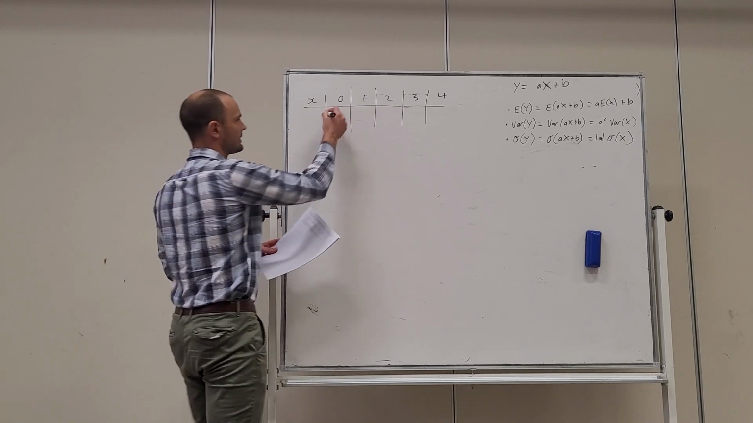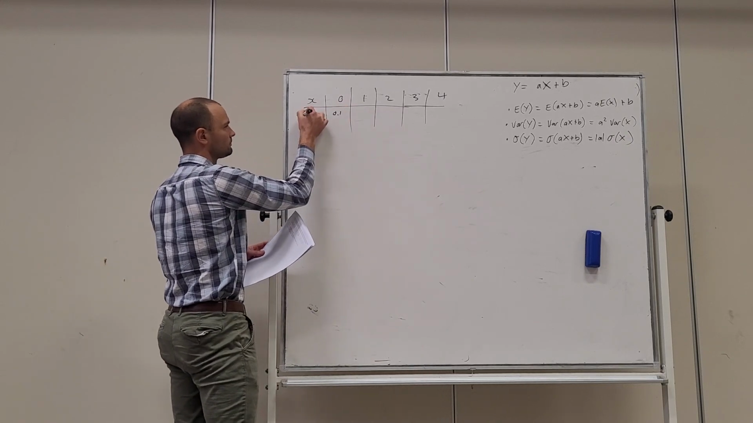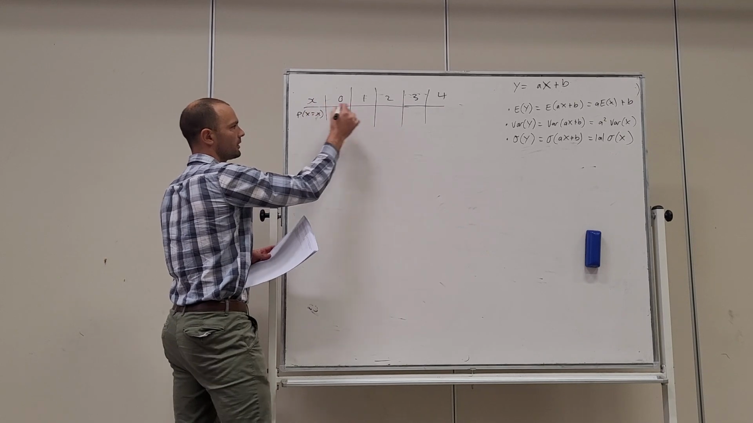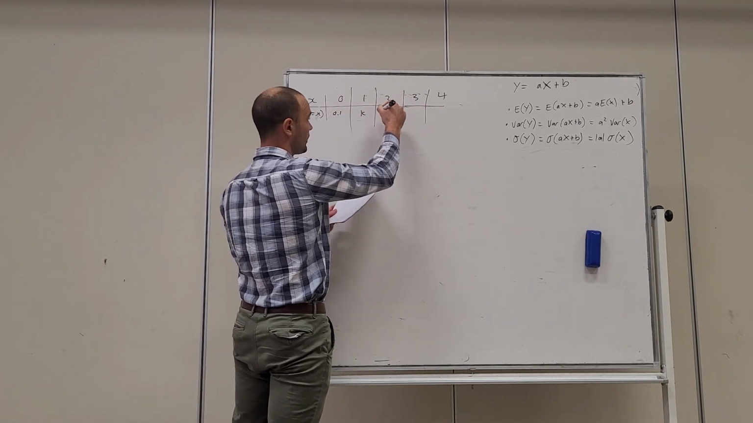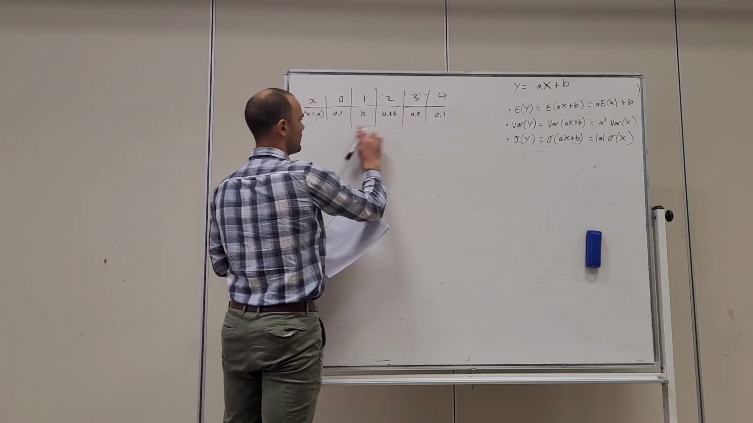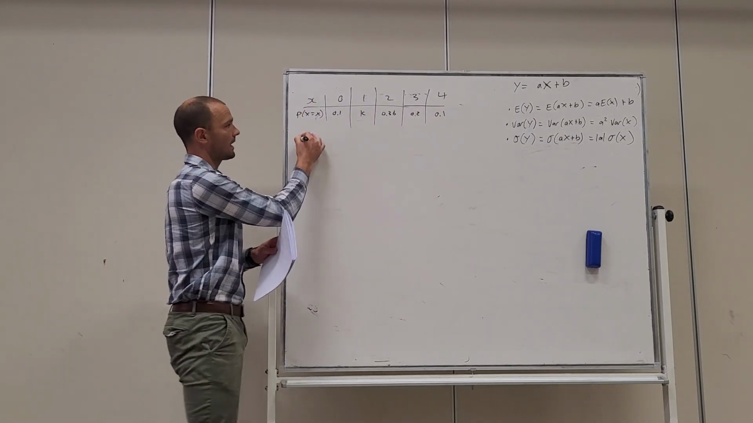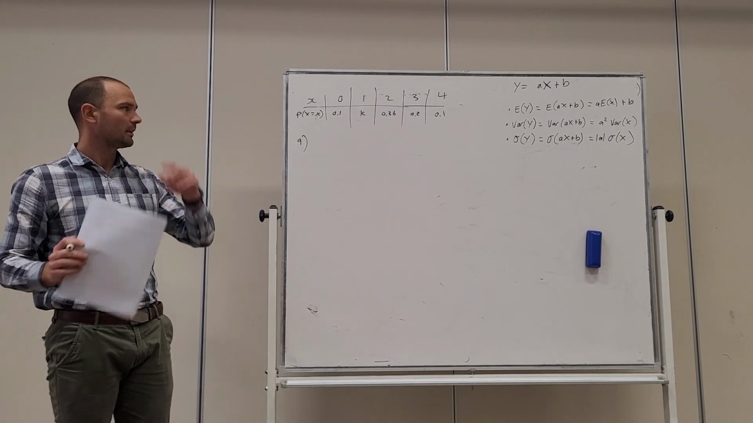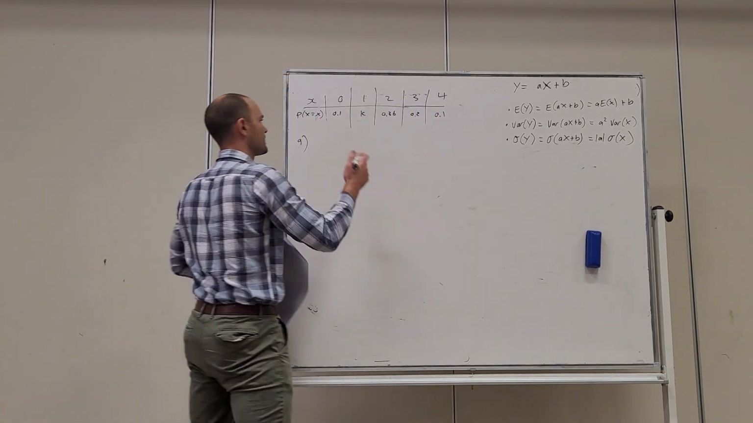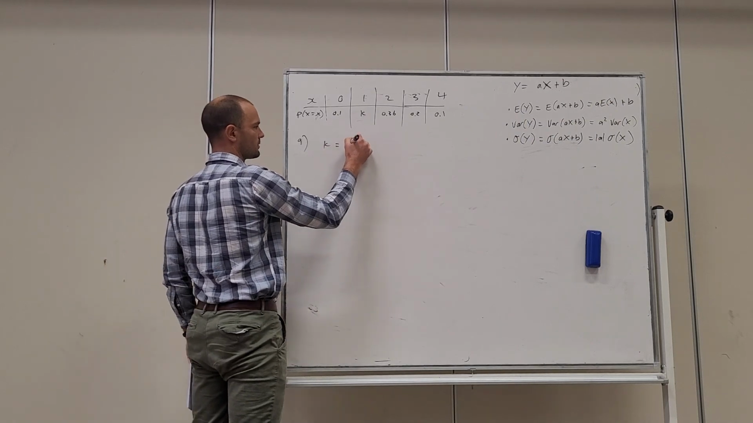And the probabilities here are 0.1, K, 0.36, 0.2, and 0.1. Part A says find the value of K. Right, we know all probabilities have to add to 1, so what have we got? We've got 0.2, 0.4, 0.76. This K has to be 0.2.